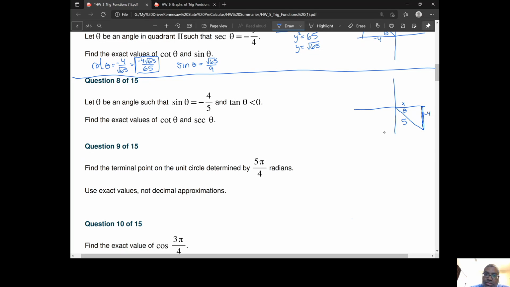So x squared plus negative 4 squared is equal to 5 squared. X squared plus 16 is equal to 25. That means that x squared is equal to 9. That means that x is equal to 3. And because we're on the positive side of the y-axis, namely over here, then we know that x is positive. So x is 3. Then we solve.